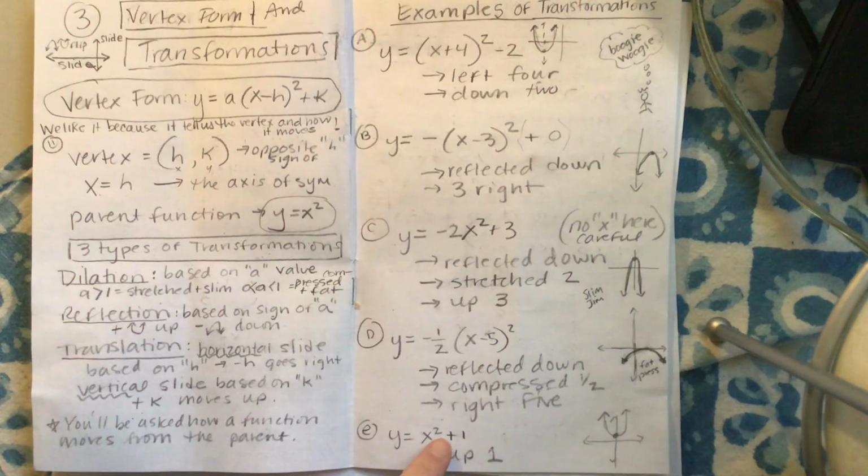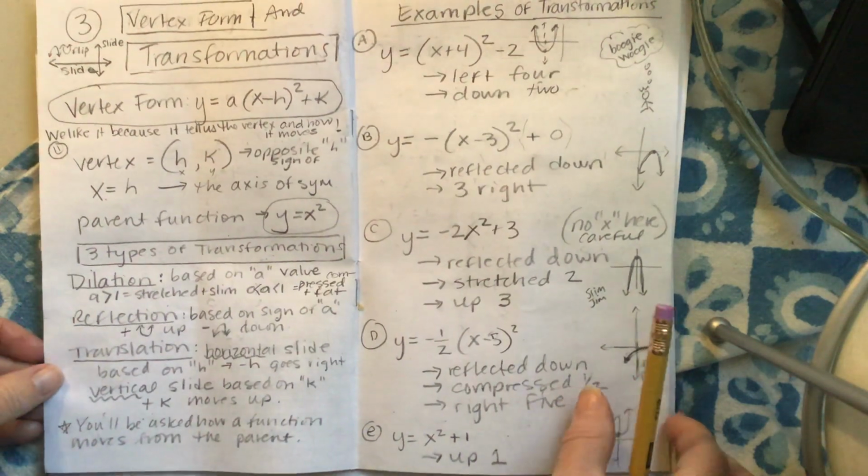Looks like this is the parent function, and I'm just adding 1. If you ever see a parent function and you're adding or subtracting something, just know that that's just moving up or down. It's going to look just like the parent, just a little higher or a little lower. So it's just up 1. Okay, that's transformations for you.